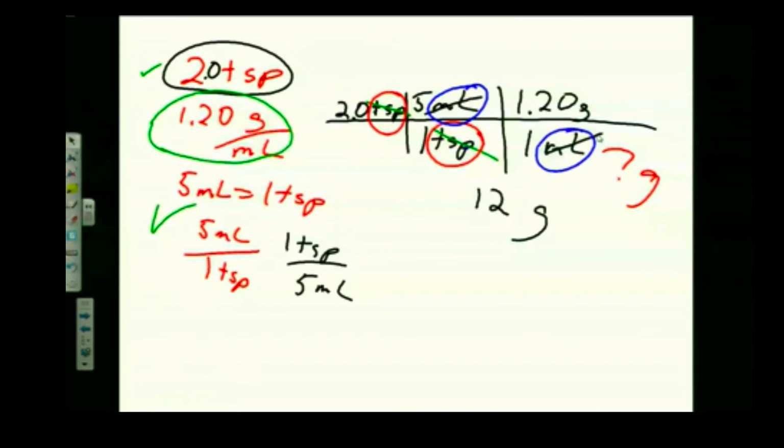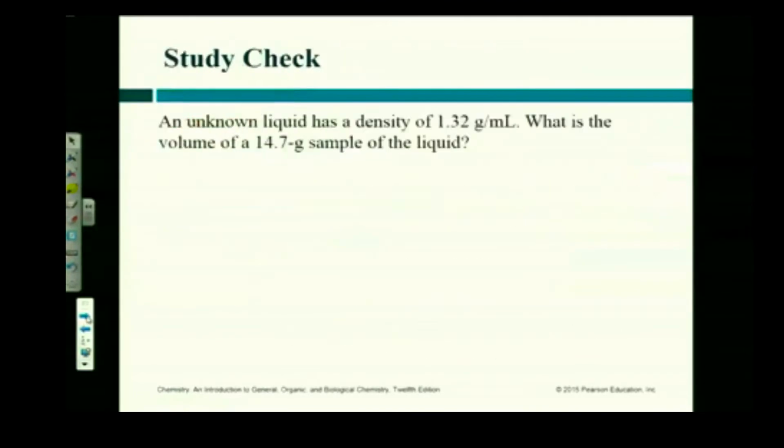All right, I think that's it for chapter 2. Oh, we can do this one, and then we'll be done with chapter 2. We'll start on chapter 3. A known liquid has a density of 1.32 grams per milliliter. What is the volume of 14.7 grams?